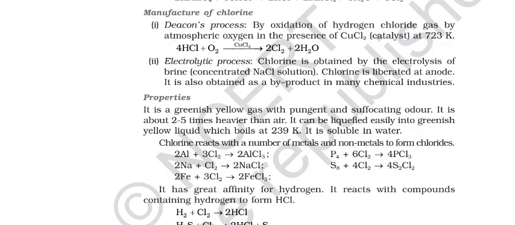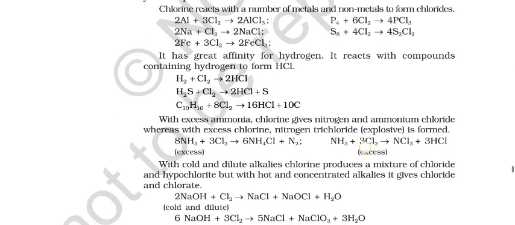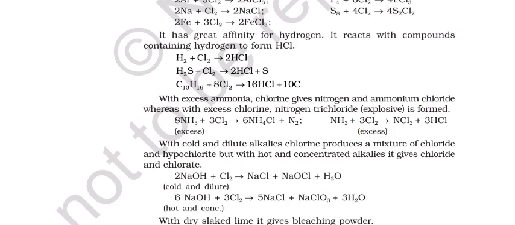Properties: it is a greenish yellow gas with a pungent and suffocating odor. It is about 2.5 times heavier than air. It can be liquefied easily into a greenish yellow liquid which boils at 239 Kelvin. It is soluble in water. Chlorine reacts with a number of metals and non-metals to form chlorides. It has a great affinity for hydrogen.